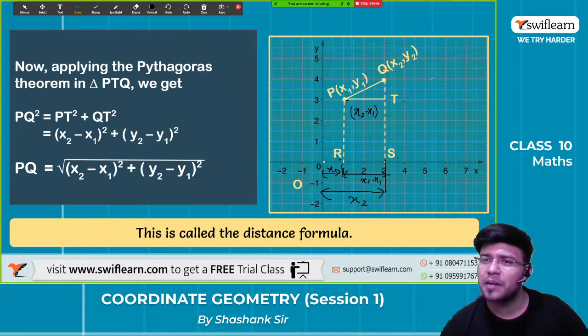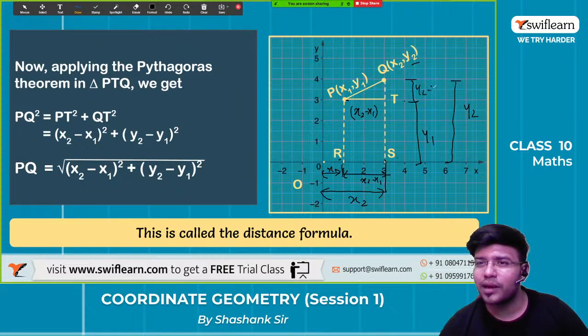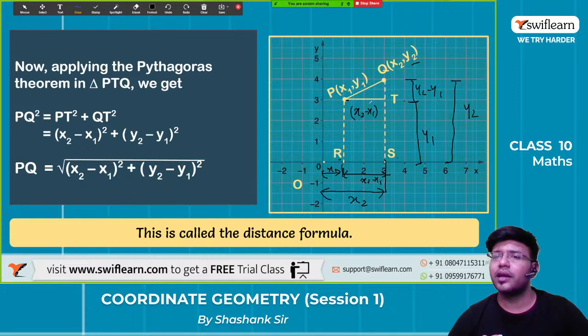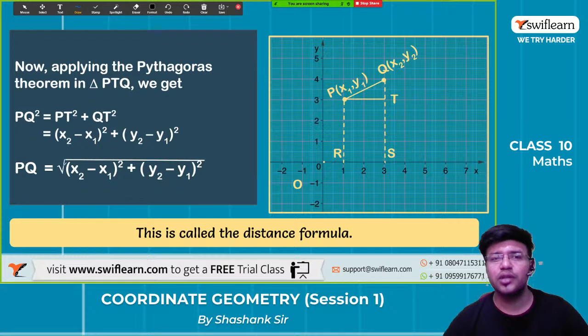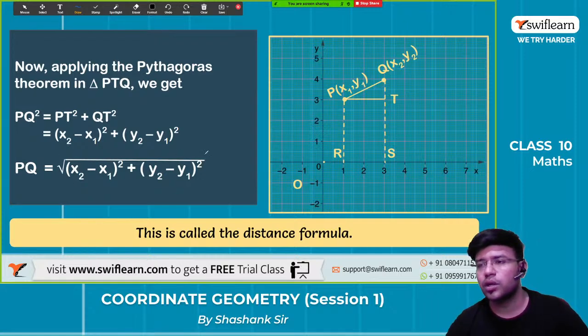What about the same thing? Till here it is y2. See this coordinate y2, and till here it is y1, and this will become y2 minus y1. We have got this distance, we have got this distance. Substitute in the Pythagoras theorem, we get the square root of (x2 minus x1) square plus (y2 minus y1) square. This is the distance formula: (x2 minus x1) square plus (y2 minus y1) square, then its square root.